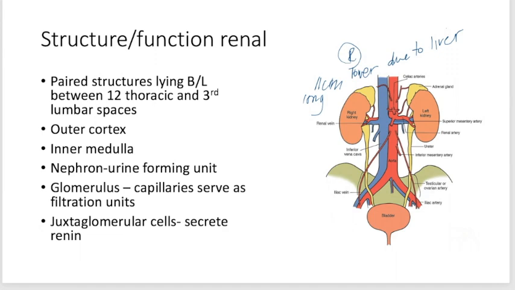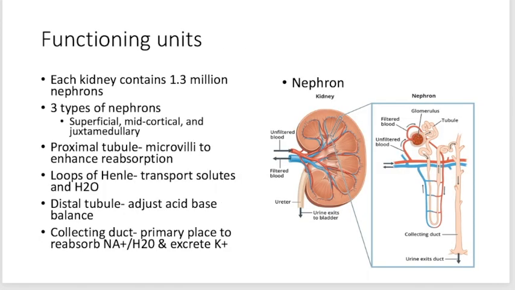So we're going to be taking a look at the layers of the kidney, also the nephron, which is the urine forming unit, the glomerulus, and then the juxtaglomerular cells, which are involved with blood pressure control. So the functioning unit is considered the nephron, and each kidney contains about 1.2 to 1.3 million nephrons, and the nephron is a tubular structure with subunits that include the renal corpuscle, the proximal convoluted tubule, the loop of Henle, and the distal tubule and collecting duct. So here is a look at the nephron when we break it down.